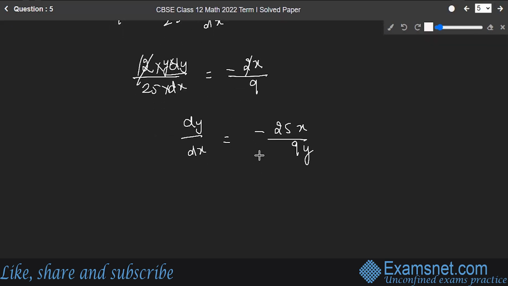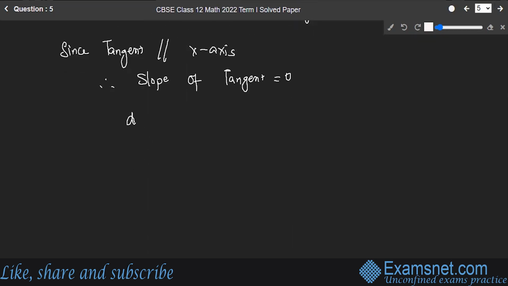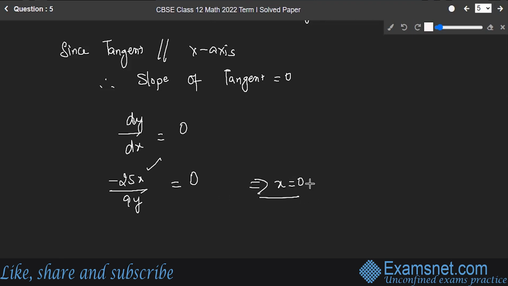Now, since the tangent is parallel to the x-axis, therefore the slope of the tangent is 0. Okay, that means dy by dx is equal to 0. What was dy by dx? It was minus 25x upon 9y. This is equal to 0, which is possible only if x is equal to 0, because y cannot be equal to 0, it is in the denominator.